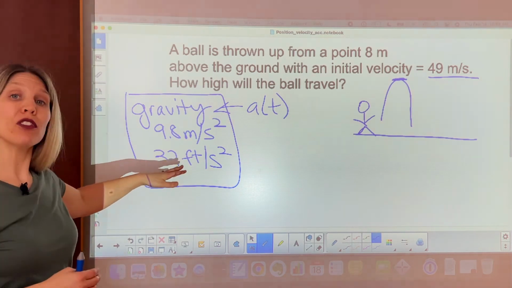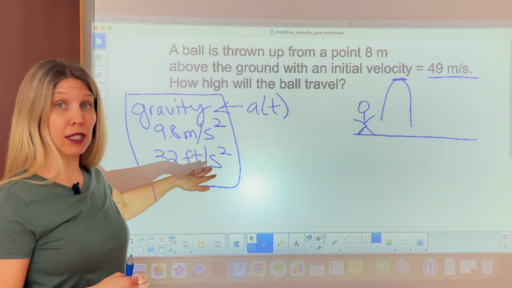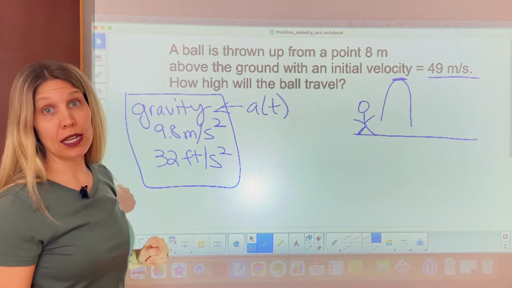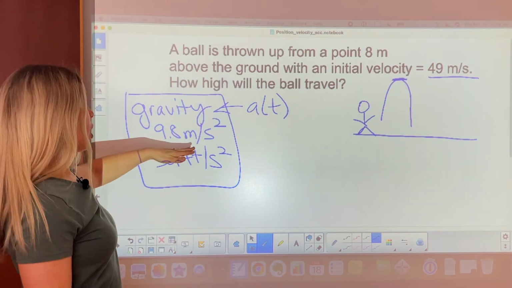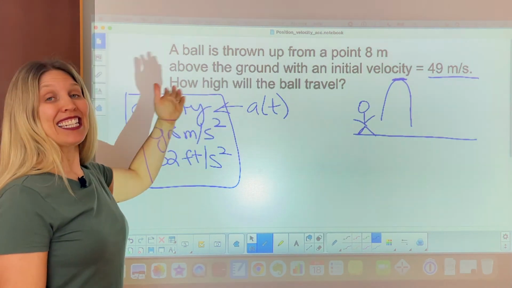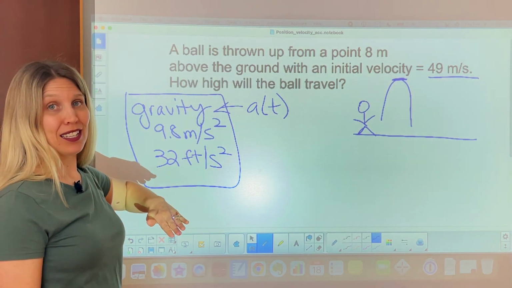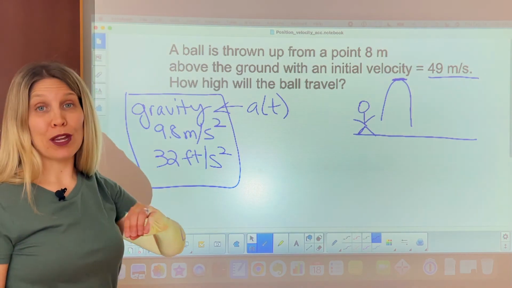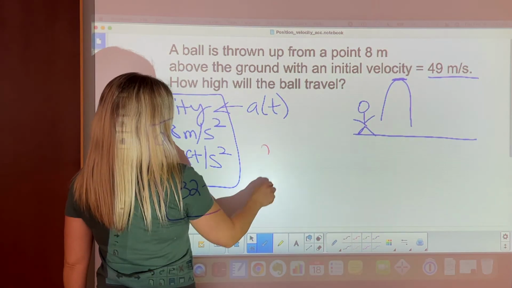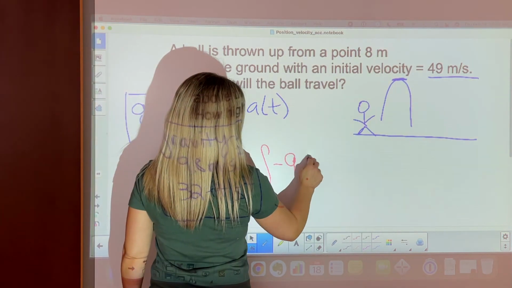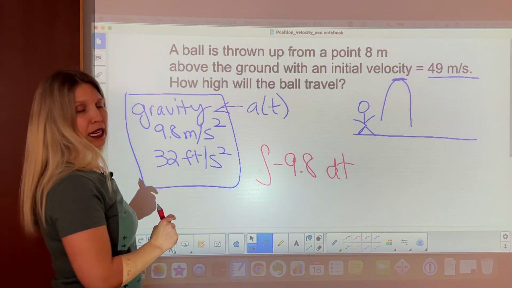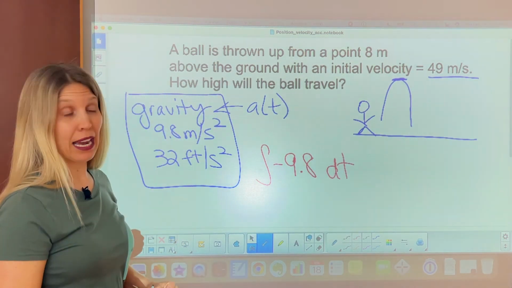So we're going to have to start with our gravity for our acceleration, and we're going to use the 9.8 because this problem already gave us our units of meters. We're going to integrate our gravity to get to our velocity equation, and then we can go from there to get position to find how high the ball was. Here we go. We're going to integrate negative 9.8 dt. So this is our acceleration. It's negative because gravity's coming down.